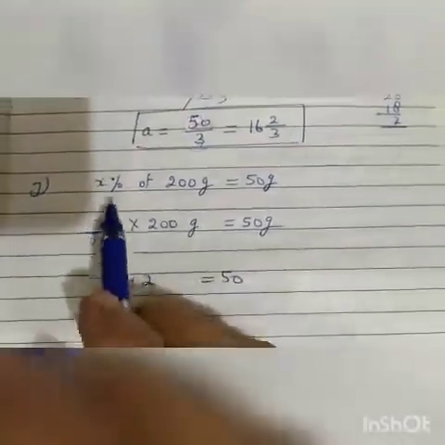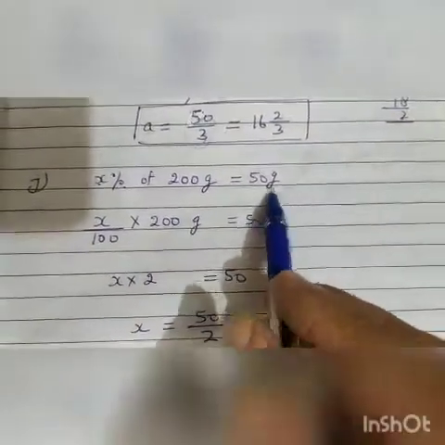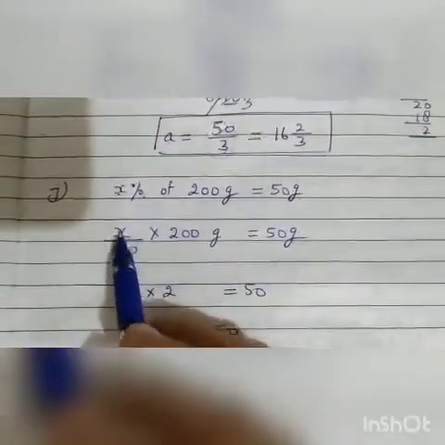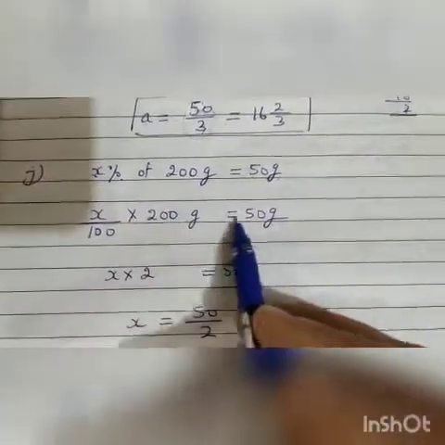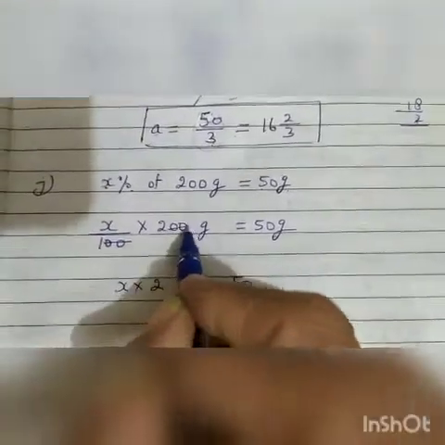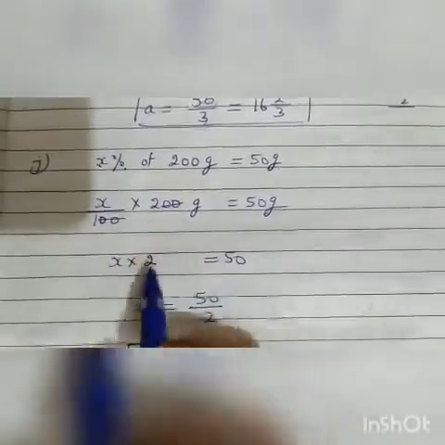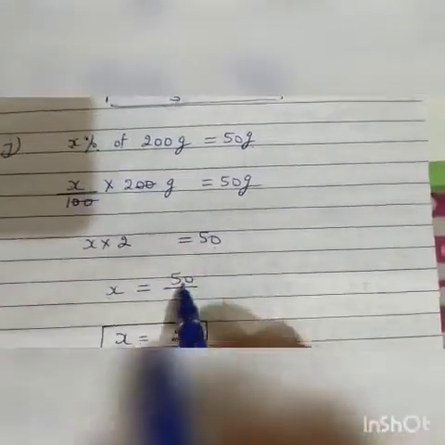Next part, J. X percent of 200 gram is equal 50 gram. X percent means x upon 100. Of means multiply, 200 gram is equal 50 gram. Now these 2 0 cancel with these 2 0. So x multiplied 2 is equal 50.